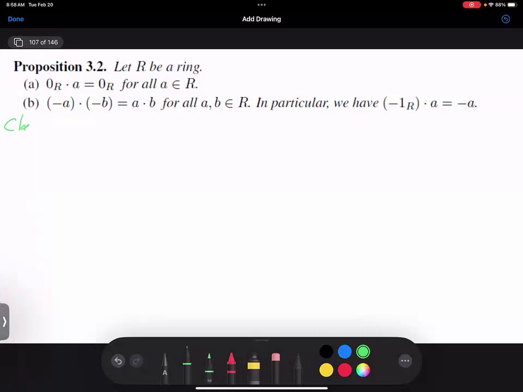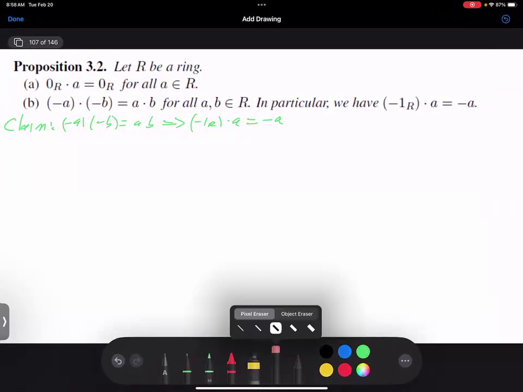So the claim is negative A times negative B equals AB implies negative 1 times A equals negative A. You see how to get that? And to make things a little bit easier, rather than using A, let me use a different letter over here. Let me use the letter X. So if we want to show the in particular, that's giving you a hint. It's basically saying this next part should follow from the first part. So if we choose A and B appropriately, we should be able to get this.